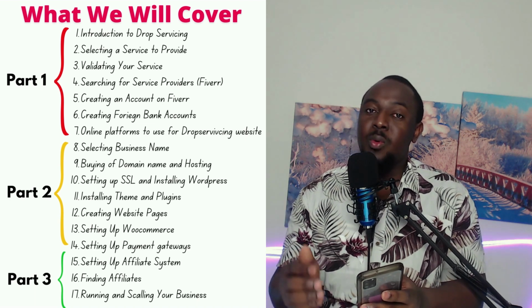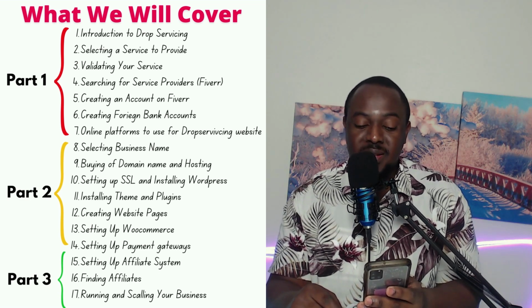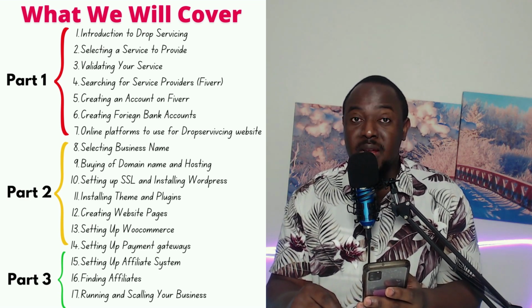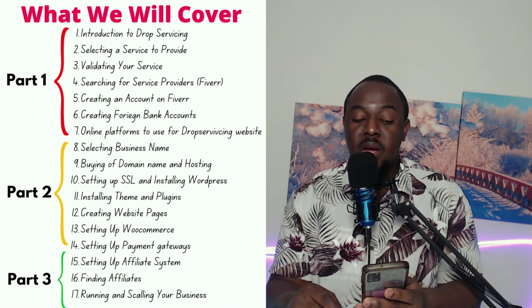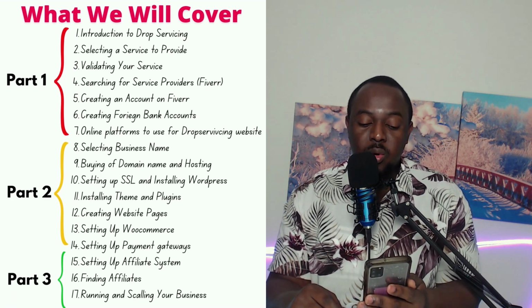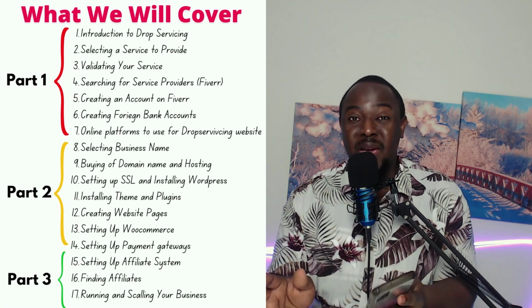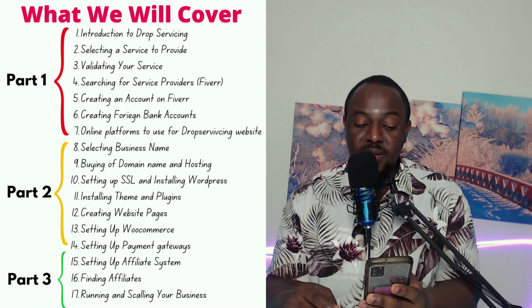In part 2 is when we'll actually start creating our platform. We'll look at selecting a business name. We'll look at buying a domain and hosting for our website. We'll look at setting up SSL and installing WordPress. We'll look at installing a theme and plugins. We'll look at creating our website pages like contact us, our services, about us, and the rest.